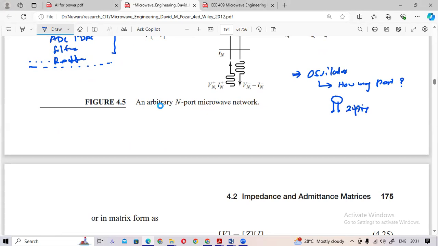If you consider a filter, sorry, if you consider an amplifier, how many pins are there? Yes, three pins. What are the pins?